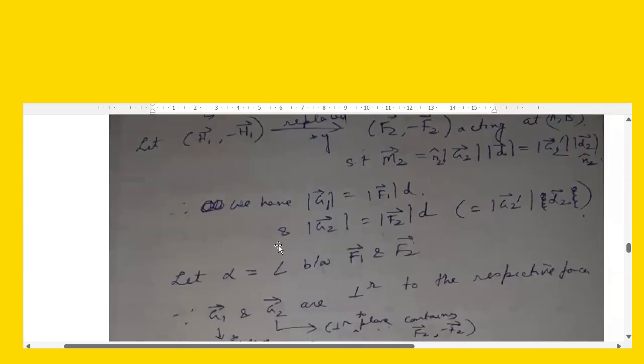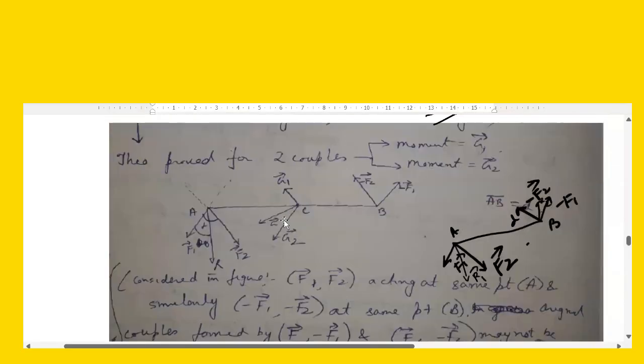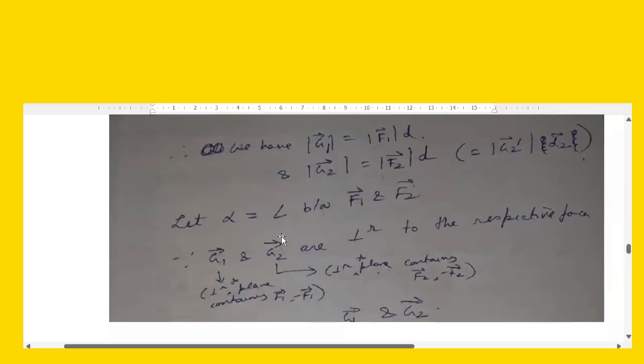Okay. These things all I have explained. So let the angle between F1 and F2 be alpha. Angle between F1 and F2 is alpha. Now, if we are considering the angle between F1 and F2 as alpha, let us use it. How do we use it? G1 and G2.